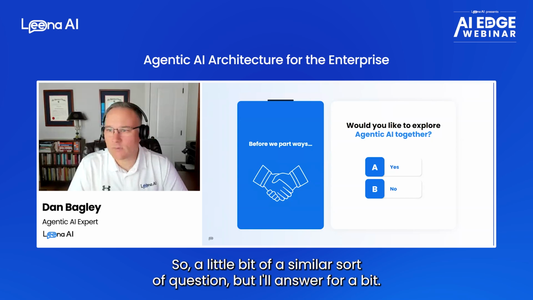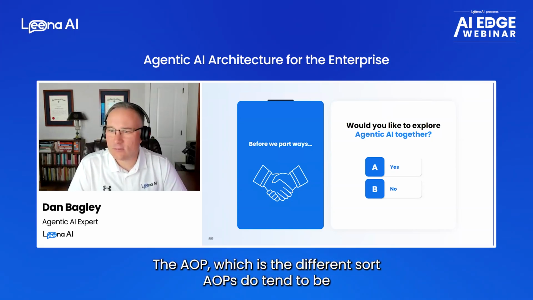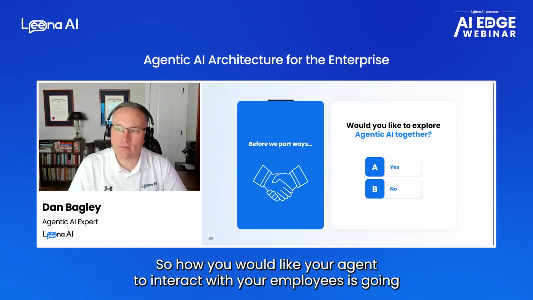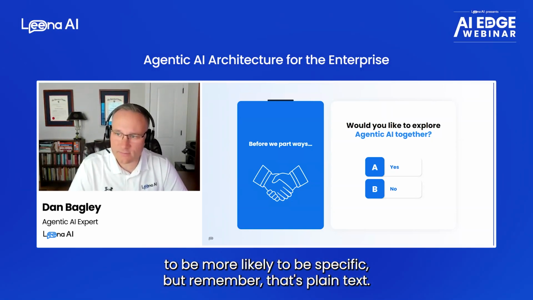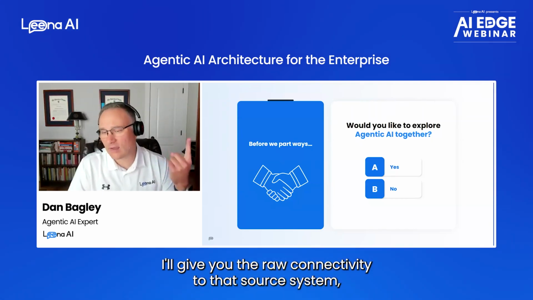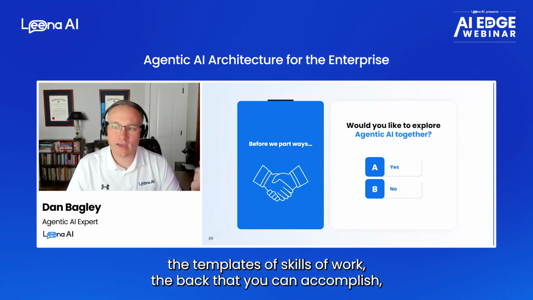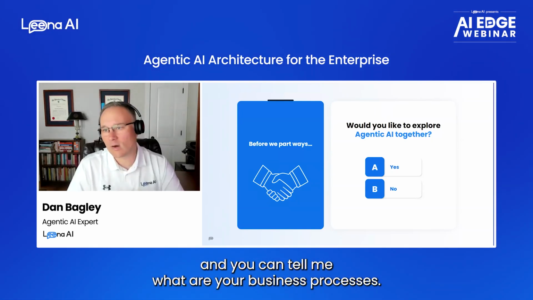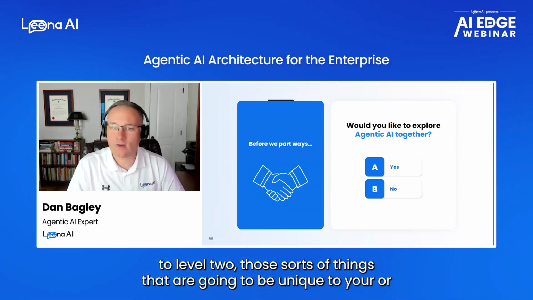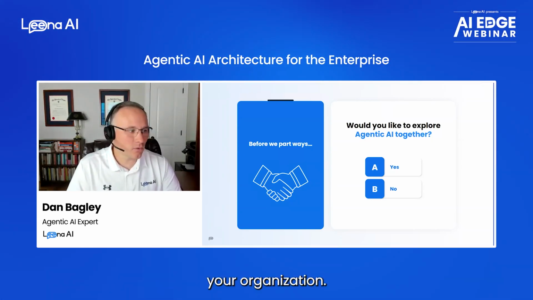How much of the AOP or agents are pre-built, and how much is needed to be done by every company? So a little bit of a similar sort of question, but I'll answer for the AOP, which is a different sort. AOPs do tend to be company specific, because the AOPs are your business processes. So how you would like your agent to interact with your employees is going to be more likely to be specific. But remember, that's plain text. If I give you a Workday agent or an HR Ops agent or an ITSM agent, I'll give you the raw connectivity to that source system, the templates of skills of work that agent can accomplish, and you can tell me what are your business processes. Oh, when you open up this sort of ticket, it needs to be escalated directly to level 2. Those sorts of things that are going to be unique to your organization.